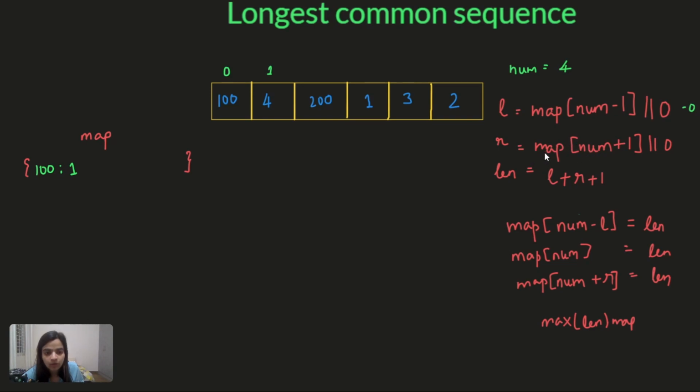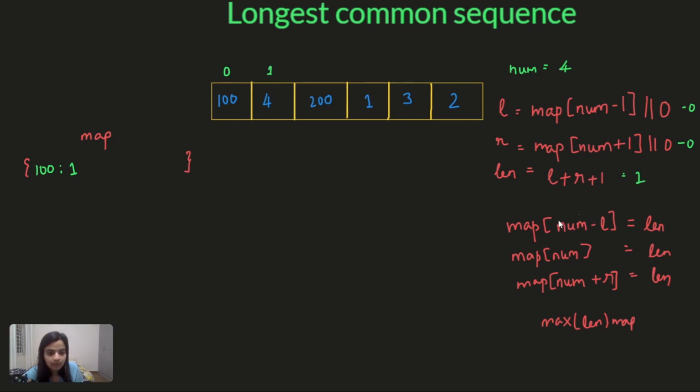L will be 0 now. Map of num plus 1. Num plus 1 is 4 plus 1, which is 5. Does map of 5 exist? No, so we take 0. Len is equal to left plus right plus 1. 0 plus 0 plus 1 is 1.